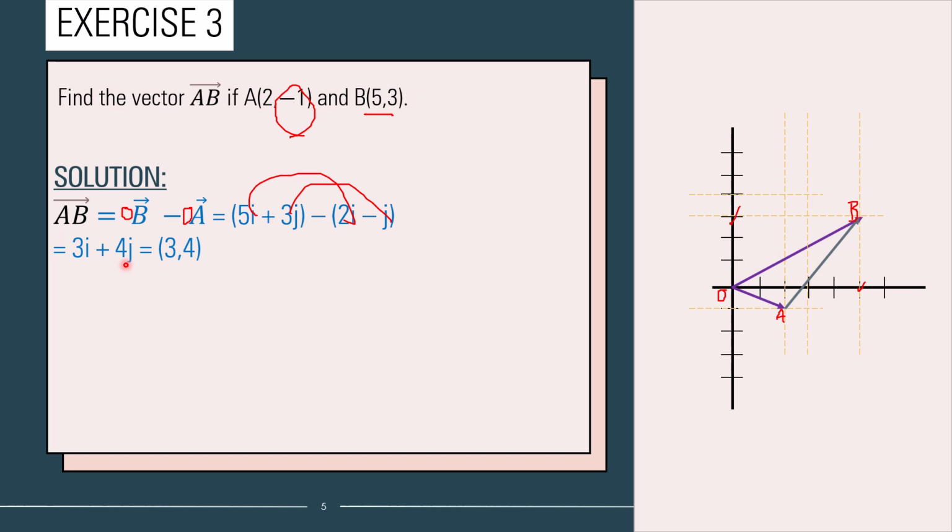And always remember that you have to write the answer in the way the question is given. So the question is given in points, so make sure you write the answer in points as well. If the question was given in vector form, you write the answer in the vector form. Okay, so here it's in points, so 3i will be 3 and 4j will be 4. If it's minus 4j, it will be minus 4. All right.